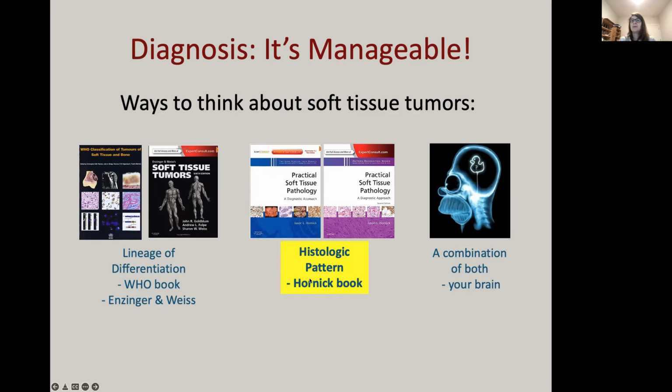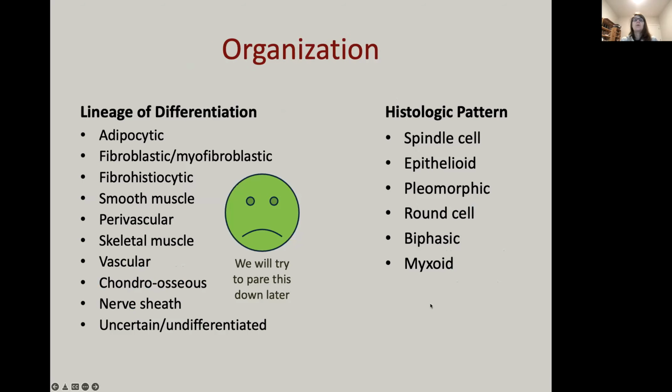If you are starting and have absolutely no idea what diagnoses you're dealing with, definitely get the Hornick book, right? It's histologic pattern based. So go to the myxoid chapter, go to the epithelioid chapter, go to the spindle cell chapter, and read those differentials, and then you can narrow yourself down. I think this is a great way to start thinking about these tumors. And we hope that in the end, you will do both, right? You will have the lineage of differentiation and the histologic pattern sorted out, at least conceptually in your brain, and we can walk through them together. Okay. So what does that mean?